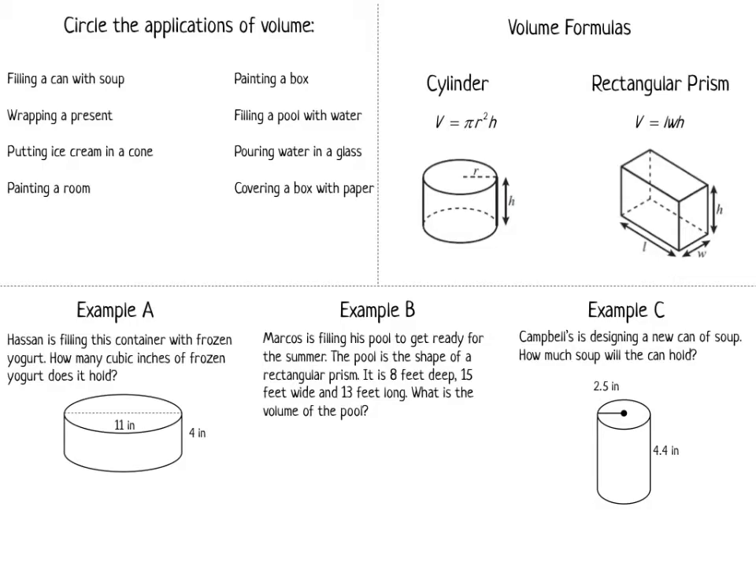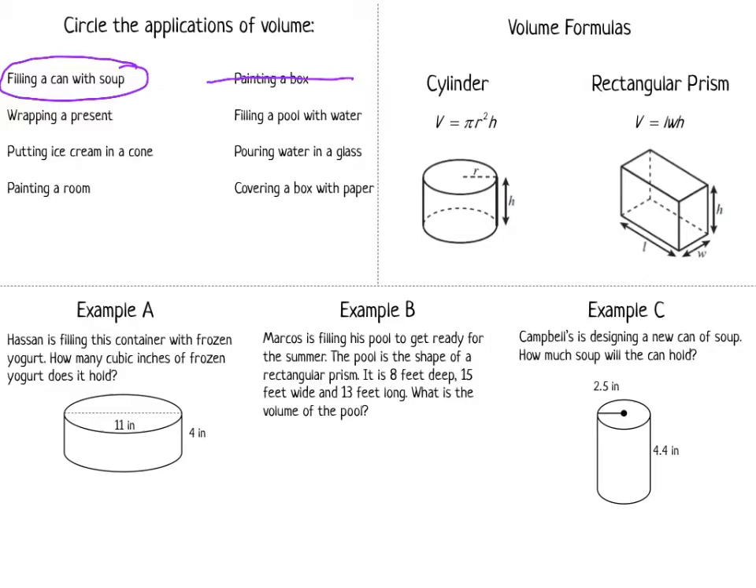And remember, volume is going to be whenever we're going to be filling something up inside. So for example, filling a can with soup. That would be finding the volume of the soup can because we're going to be putting something inside. However, painting a box is not going to be volume because that's going to be around the outside. So that is not the same as volume. That's covering around the outside. That's something called surface area, which we're going to talk about shortly. However, it is not volume.